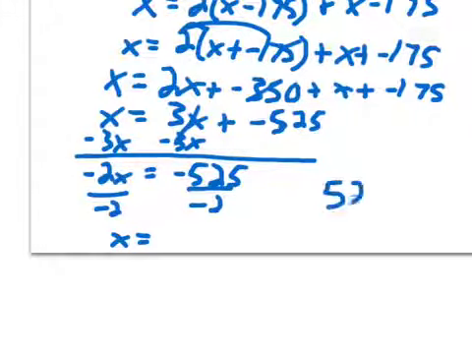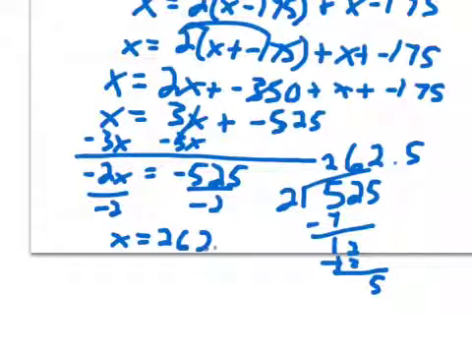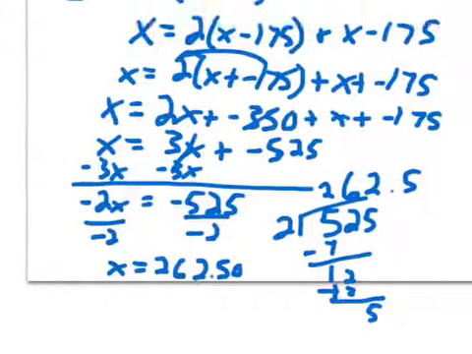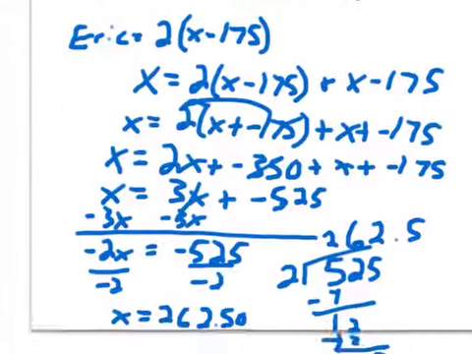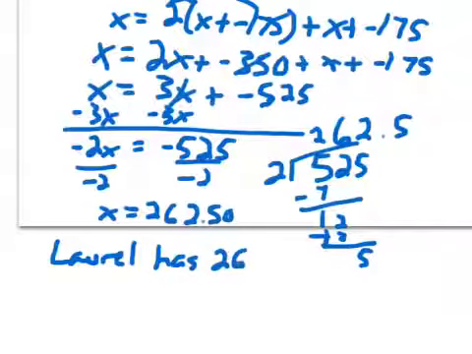I should actually divide those and make a decimal because we're talking about money. 525 divided by 2 is going to be 262.5. So $262.50. Well, that's Laurel's money. So we should write Laurel has $262.50.